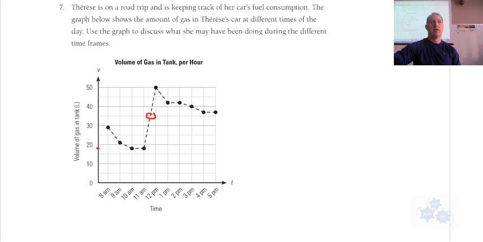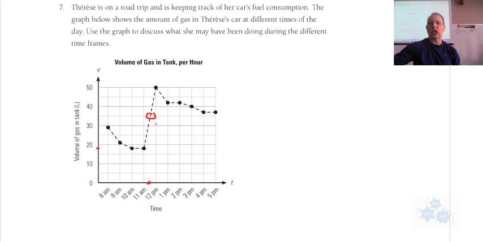Does it take an hour to fuel up your car? Maybe at a gas station that's really brutal, and the guy's like just drip, drip, drip, right? Okay. So it doesn't take an hour to fill your car. So do you think that she really did have 35 liters in her tank at 11:30 exactly?